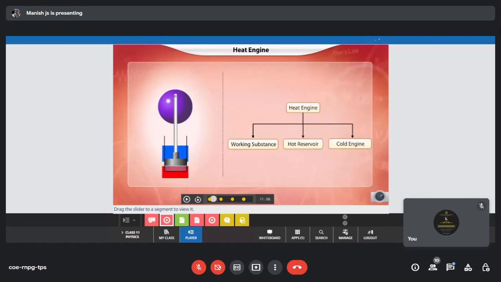So what is meant by working substance? Especially in the context of a heat engine, what is a working substance? We'll see. Anybody knows what a working substance is? Anyways, I'm going to explain, but do you still have an idea about working substance? The system, sir. Perfect. Fuel. Somebody said fuel. That's right. So a working substance is a fluid, such as the fuel.